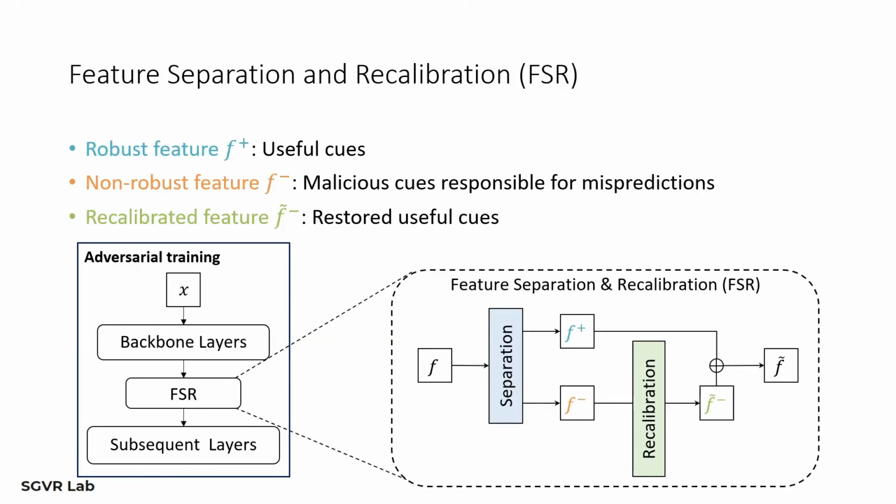Based on this idea, we propose a feature separation and recalibration module that restores useful cues for predictions from non-robust features responsible for model mispredictions under attack.